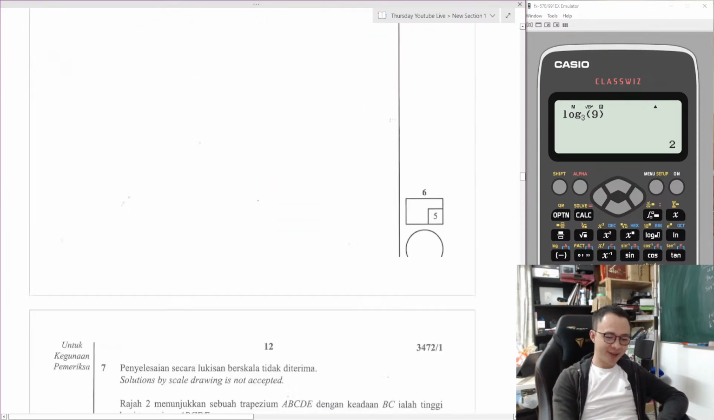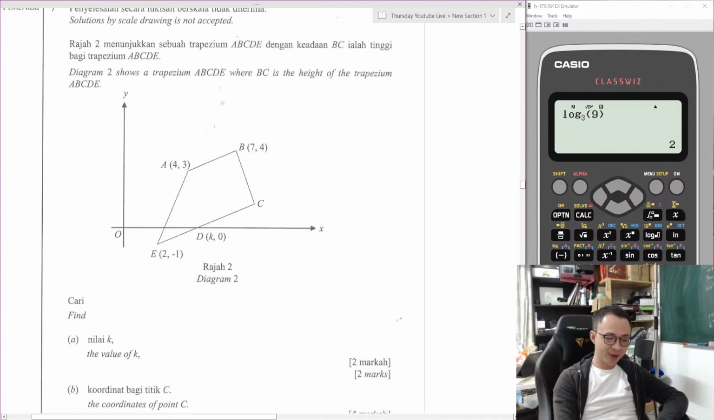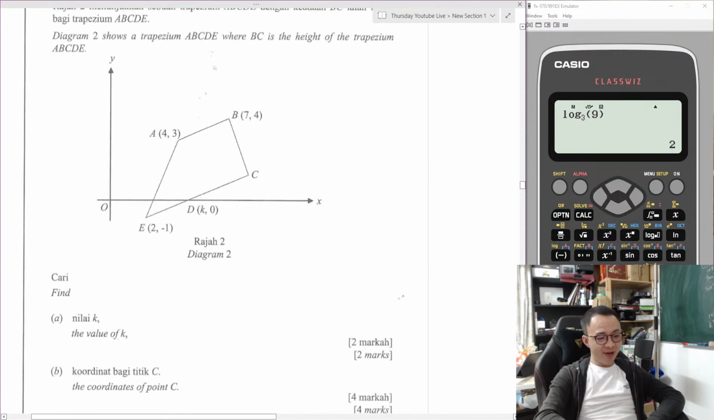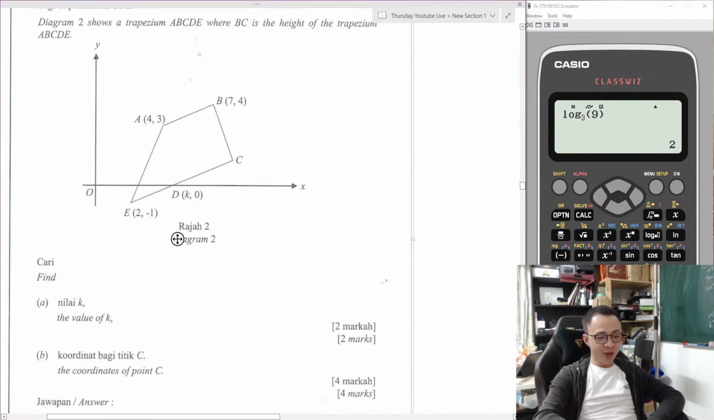Okay, next one. Coordinate geometry. Okay, so this diagram 2 shows a trapezium. Alright, they tell me this is a trapezium, which is good news. Why? A trapezium we know must have 2 lines which are parallel, then only you can call it a trapezium. So therefore, I will assume this line and this line must be parallel.